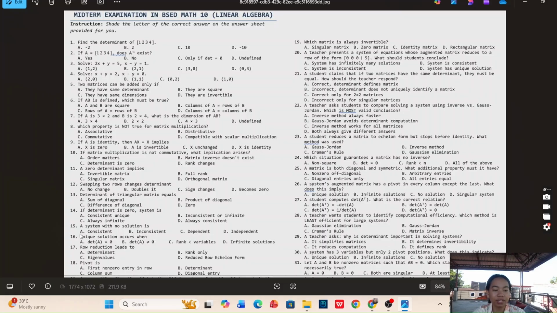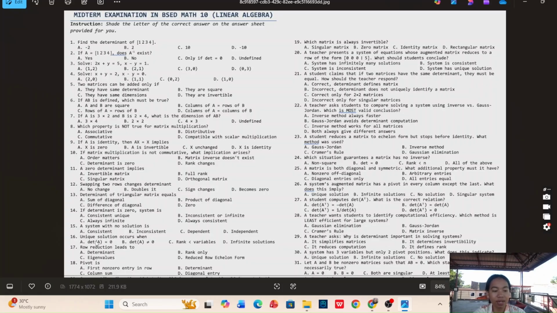For number 15 question, a system with no solution is A, consistent, B, inconsistent, C, dependent, or D, independent. The correct answer for number 15 is letter B. A system with no solution is called inconsistent, or letter B.